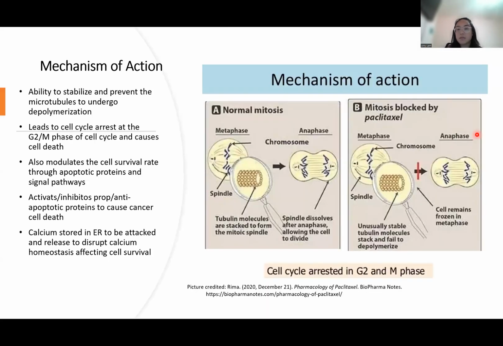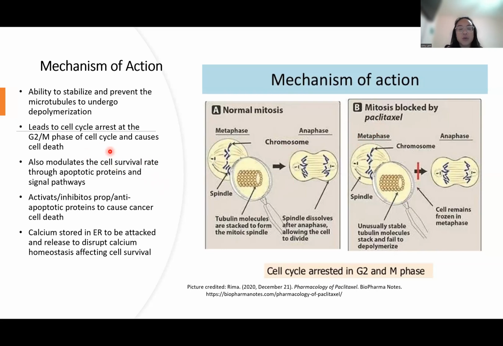So the mechanism of action for Taxol, it has the ability to stabilize and prevent the microtubules from undergoing depolymerization. And I have posted an image with the credit underneath right here of what happens when you add paclitaxel, or Taxol, when it's administered.